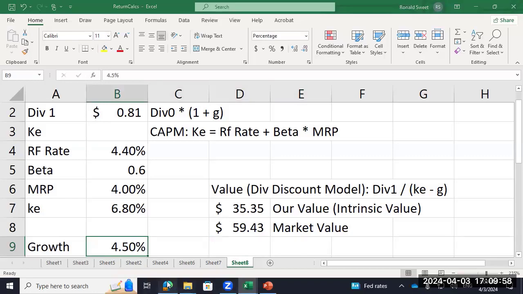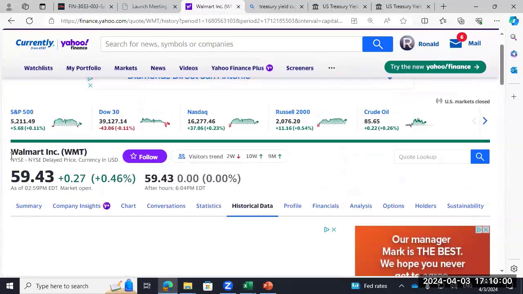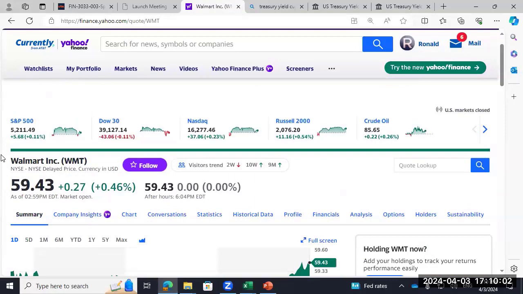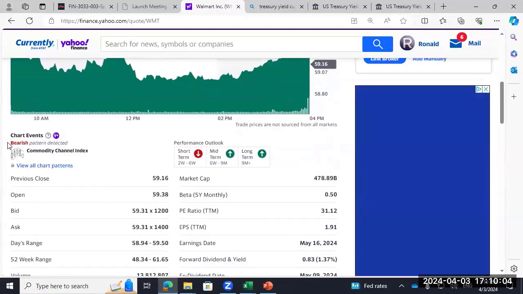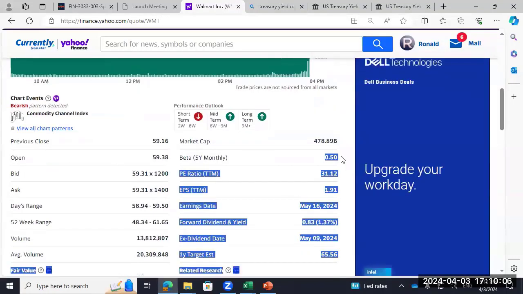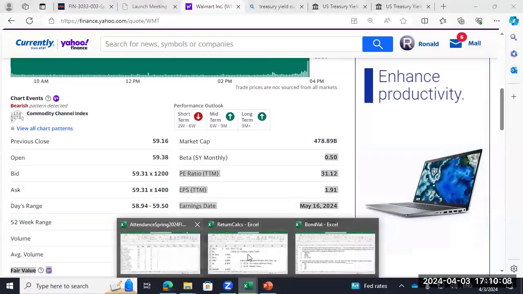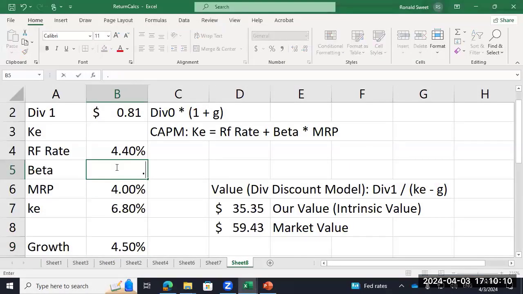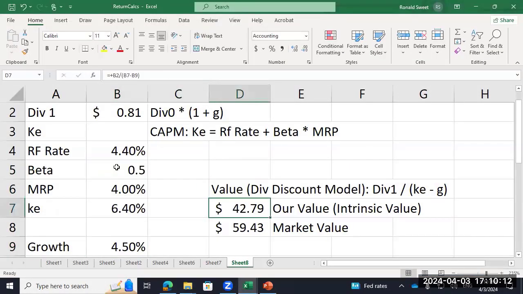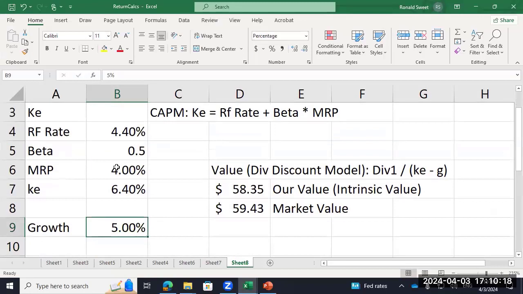Now, how can we get Walmart to be better valued? Well, if you go to the summary page, one thing you notice real quickly is a much lower beta. Maybe we're using too high of a beta. Their beta is only 0.5 there. I use 0.6. So let's try 0.5. That's getting me closer. What else could be going on? Well, maybe the growth should be 5%.